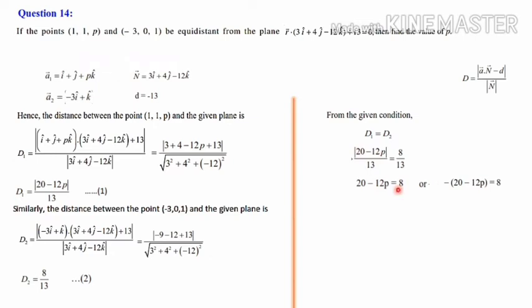That is equal to, right hand side is same, 8, and this 13 and 13 cancelled. Then from here 12p, if you take to right side, it becomes plus 12p, and this 8 coming to the left side, that is 20 minus 8 is 12. That is p is equal to 12 by 12, answer is 1.